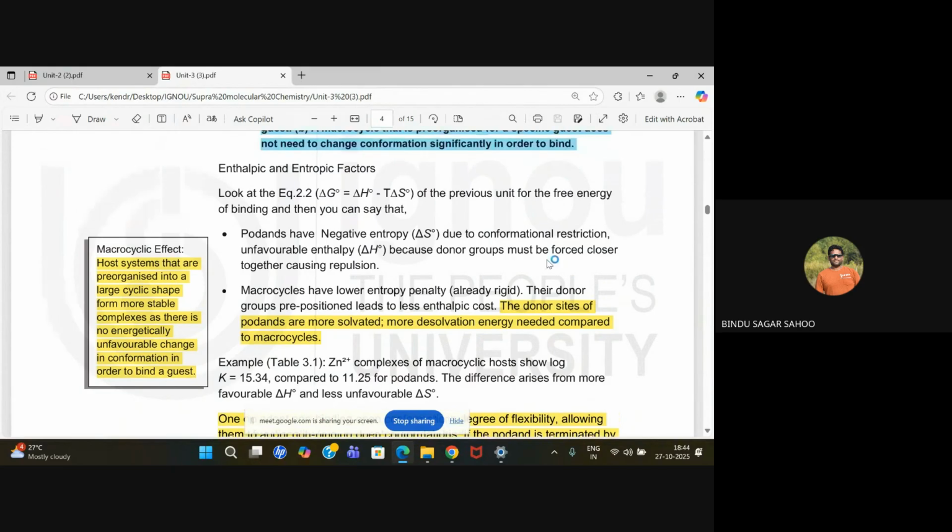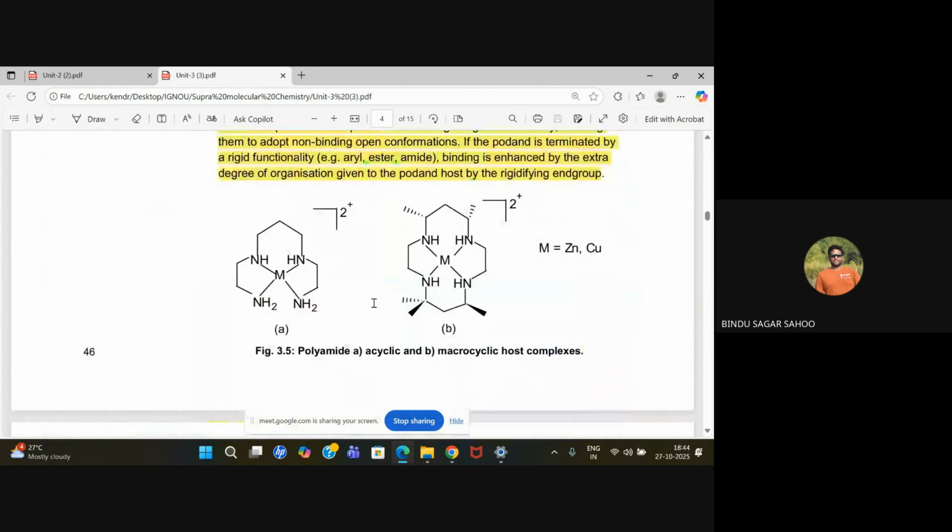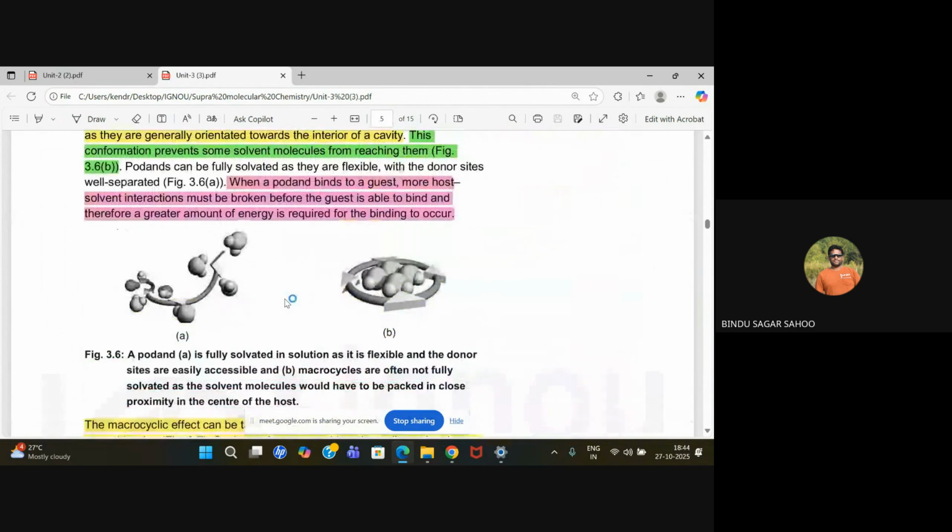So when the ring is a little bit open, the chance of solvation is more. When the ring is a little bit closed, like a stable structure, the chance of solvation is very less. You can see in the structure a podant is fully solvated in solution. At every end, solvent molecules are connected with the podant structure.